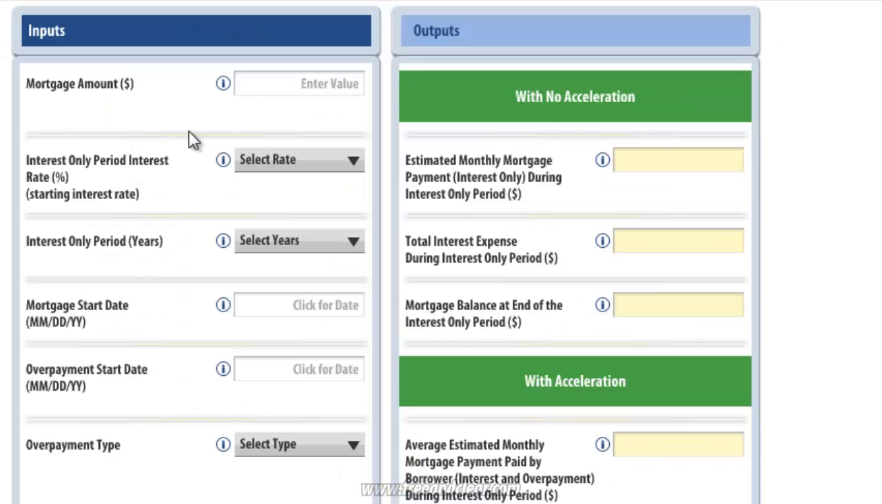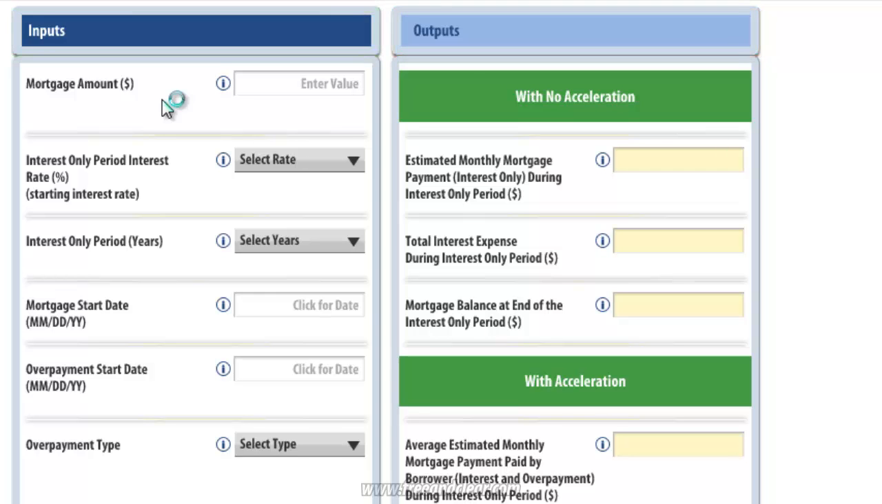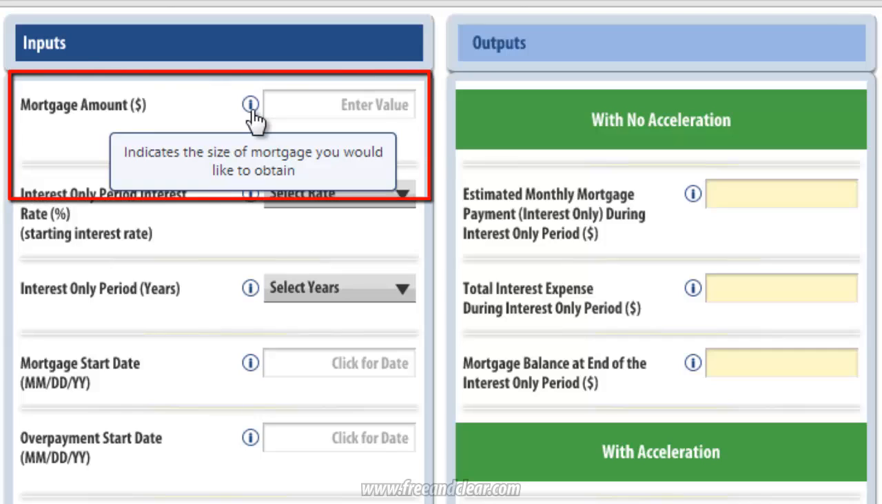As you can see from the way the page is laid out, the inputs to the calculator are on the left side of the page, and the outputs to the calculator are on the right side of the page. The inputs are the information that you provide or select, and the outputs are provided by the calculator after you click the calculate button. It's important to highlight that if you ever have a question about an input, simply hover your cursor over the icon to the left of any input rectangle, and it reveals a brief description of the input and the information required.